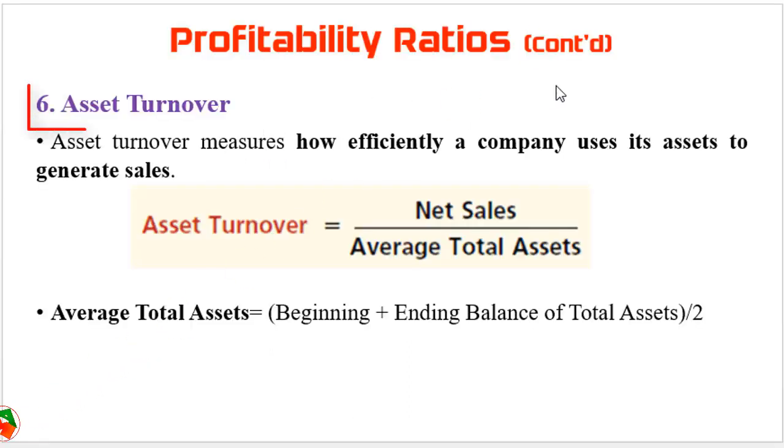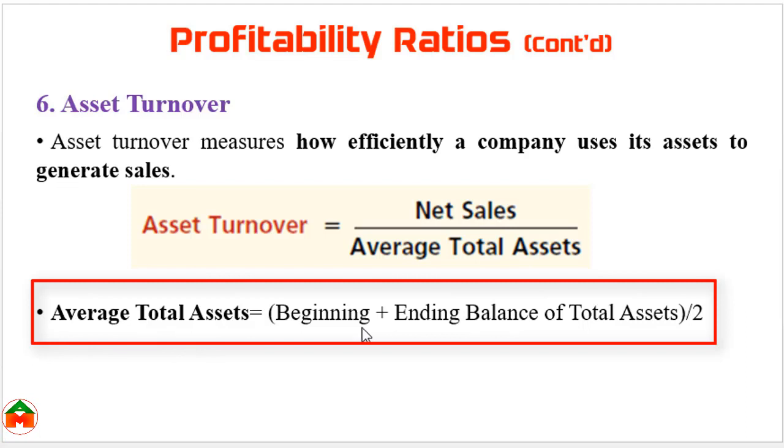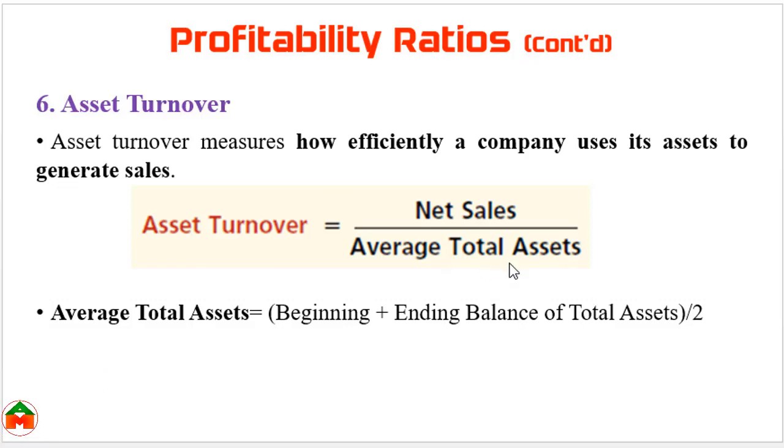The next ratio under the profitability ratio is asset turnover ratio, and by this asset turnover ratio we measure the efficiency of a company in using its asset to generate sales. What is the formula? We can see the asset turnover formula is net sales divided by average total assets, and to get the average total asset we need to add the opening and closing balance of total asset divided by 2 to get the average total assets. Let's see the problem and solution.